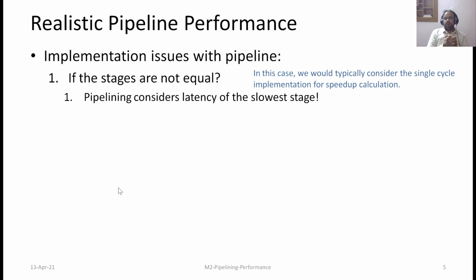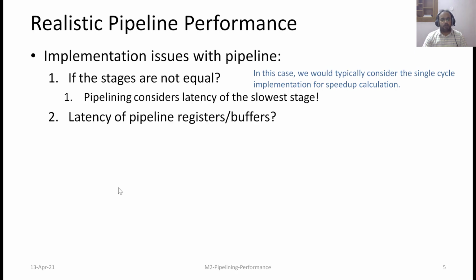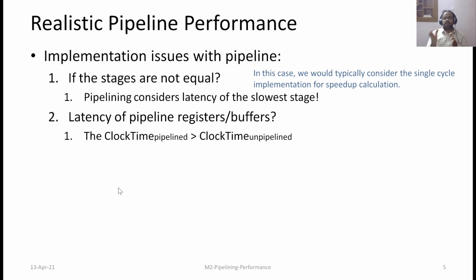So in this case, if we want to compare the performance of non-pipelined and pipeline version, we would typically do it with the single cycle implementation itself. That would give us a more realistic estimate of how much performance improvement there would be. Now, if we introduce the latency of the pipeline registers or interstage buffers, then the clock cycle time of the pipelined implementation will be greater than the clock cycle time of the non-pipelined implementation. So again, because of this, we will not be able to reach the ideal pipeline speedup.